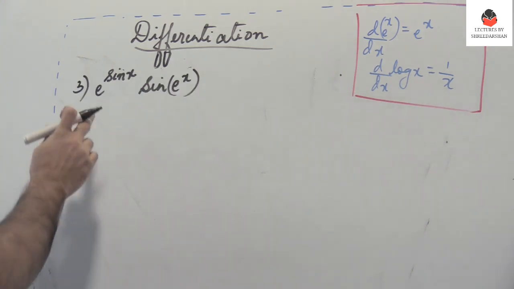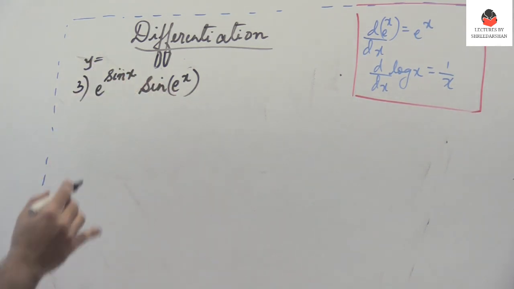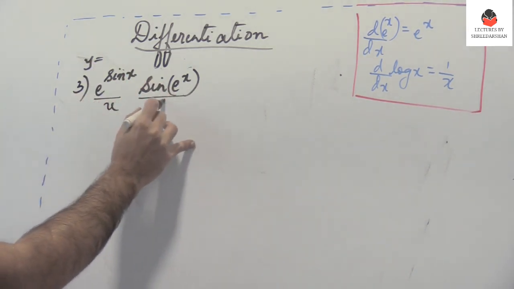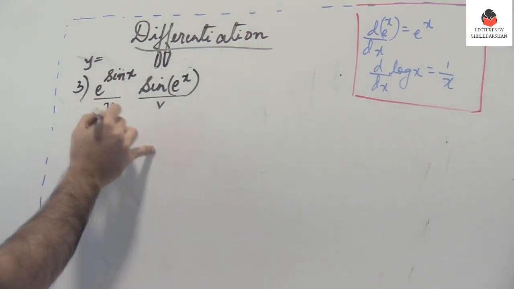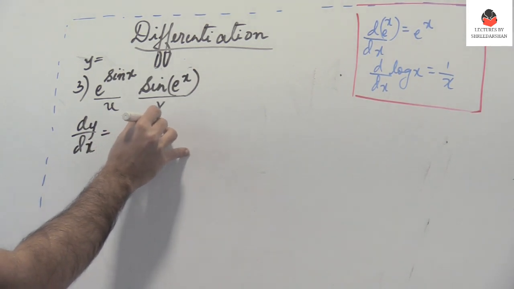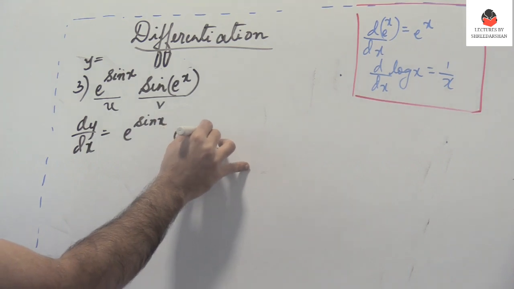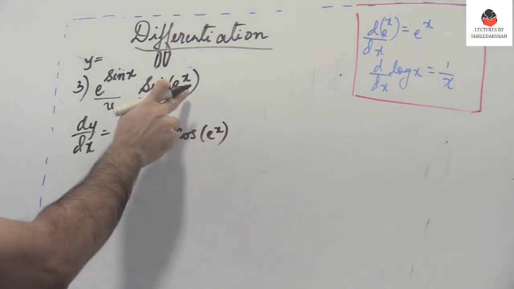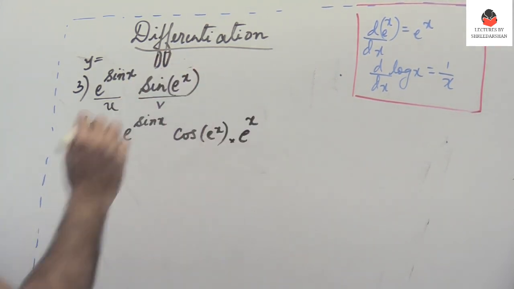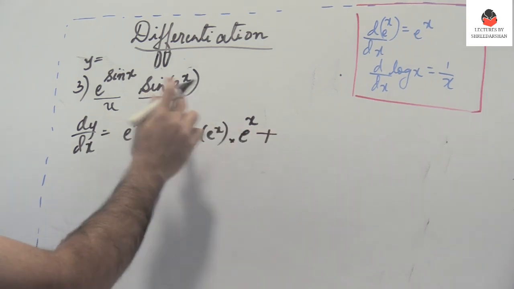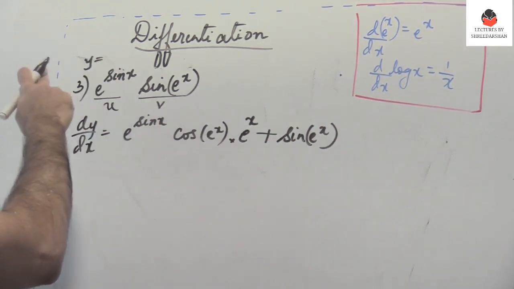So the next problem, we have y equals e power sine x sine e power x. So let this be the first function u and this be v. So what is dy by dx? It is the first function into differential of second function. Differential of sine is cos. So instead of x, I have e power x. So multiplied by differential of e power x, which is e power x itself, plus second function into differential of first function.